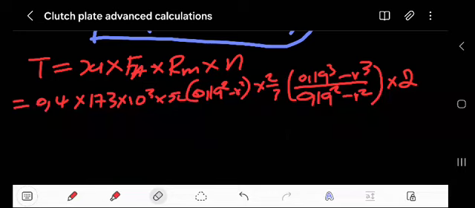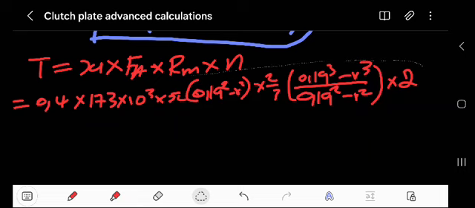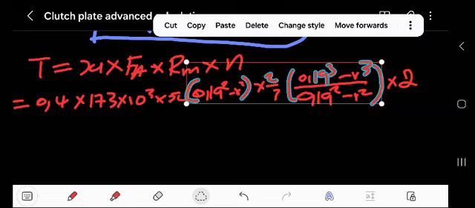But here we have torque. This must be equal to torque. Let me just adjust this. Okay, I can adjust these, guys. I want us to make this math simple.